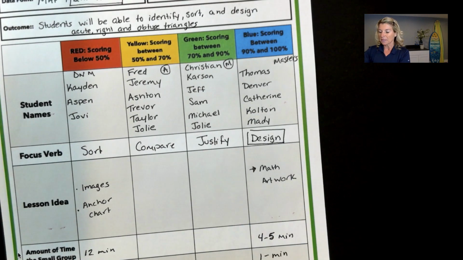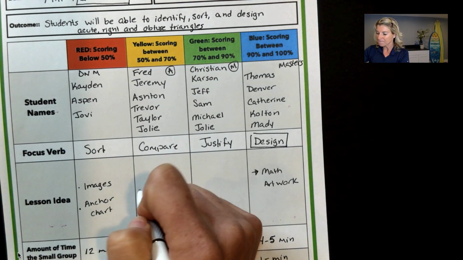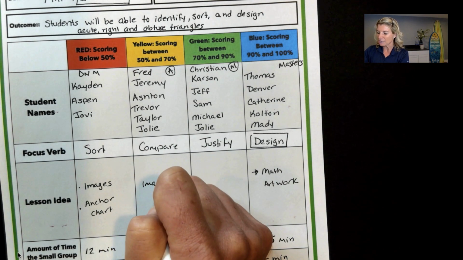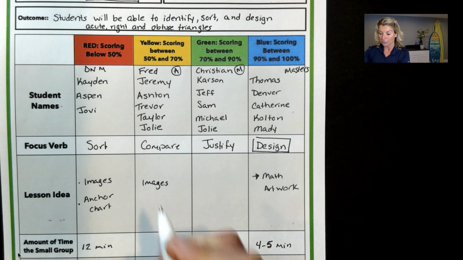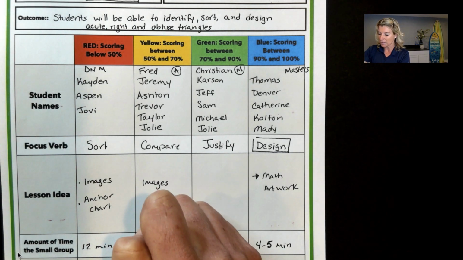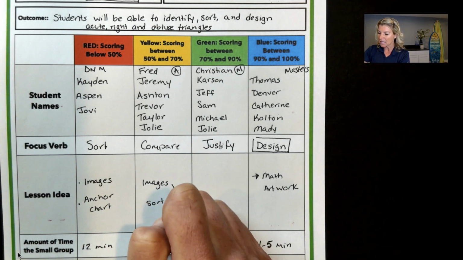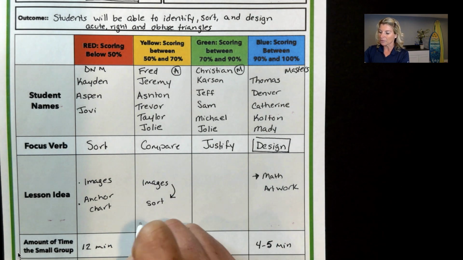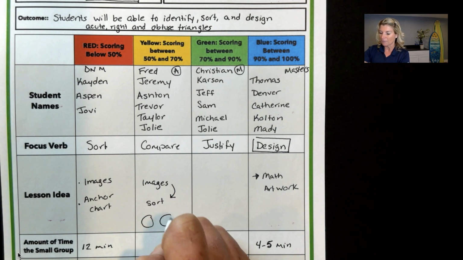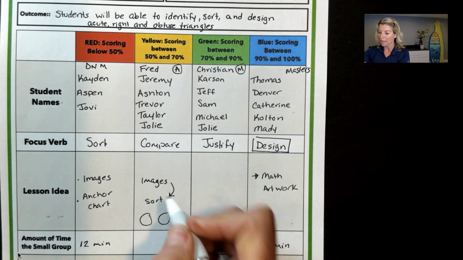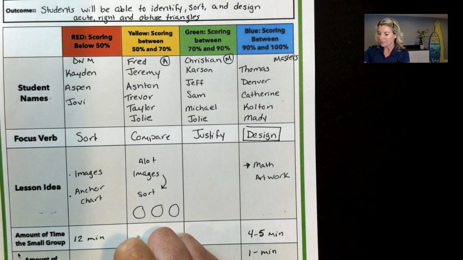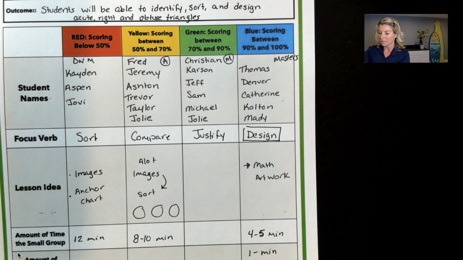Same thing, this is going to be compared, so I might be doing images, and I'm also going to have them start to identify the different ones. So maybe I'm going to add in that sort with the images, but then to compare, I'm really going to think about doing some type of a Venn diagram or sorting activity. Where would you see them? So there's going to be a lot of images, about 8 to 10 minutes. And my teacher talk time is going to be about 5 minutes.